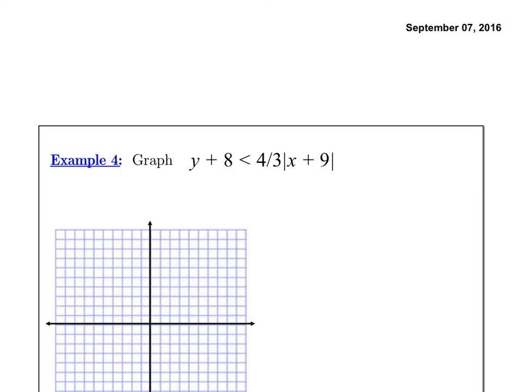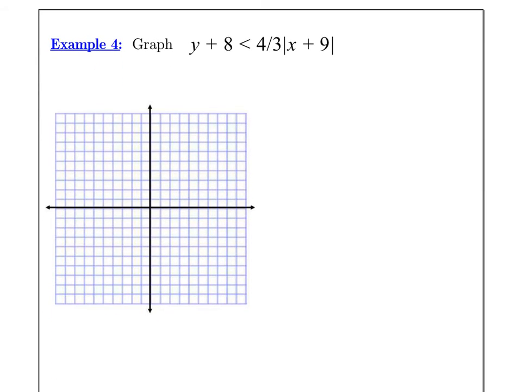Try this one. This one looks a little bit more complicated. It says y plus 8 is less than 4/3 times the absolute value of x plus 9. So again, it has an absolute value. So I'm thinking to myself over in the corner of my brain that I'm starting with an absolute value graph. There's my messy absolute value graph. Okay. Now, I want to get y by itself. So that's y less than 4/3 times the absolute value of x plus 9 and then minus 8.